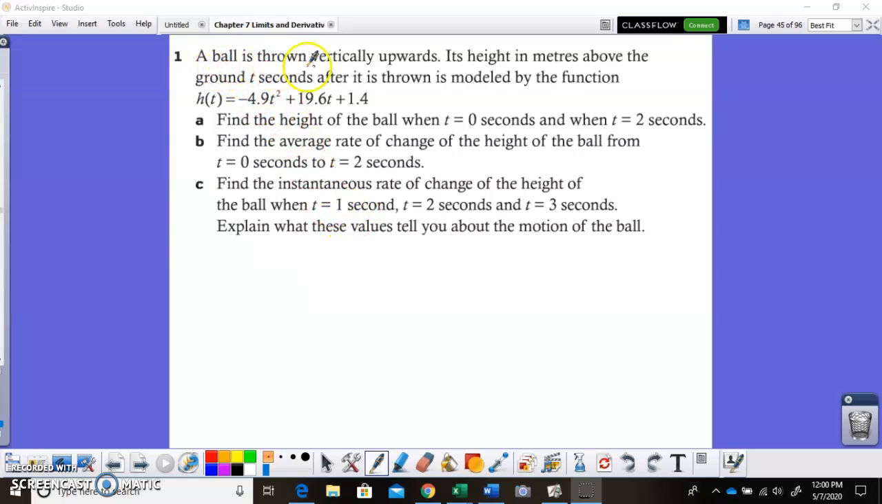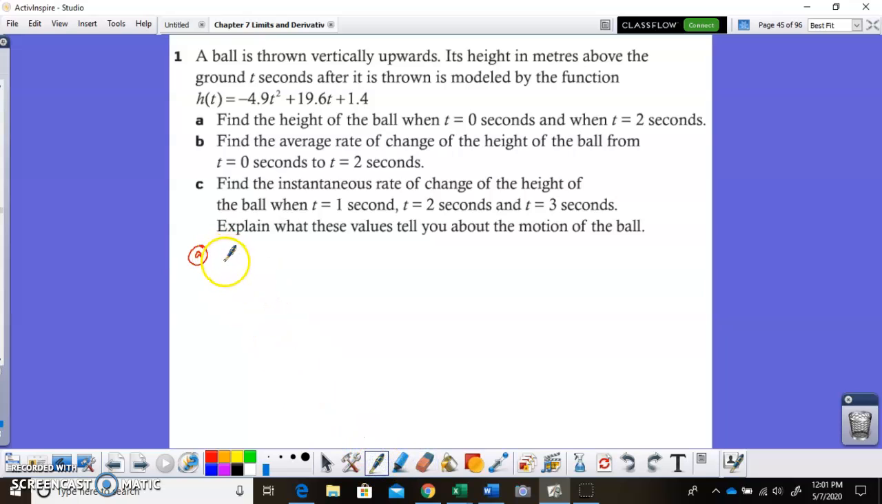So we have a ball that's thrown upwards, height in meters, above the ground in seconds, and here's the function that models that. So we need to find the height of the ball when time is 0 and when time is 2. That's not tough. So for letter A, we're going to look, oops, I screwed up right there. Let me just erase it so I don't confuse somebody.